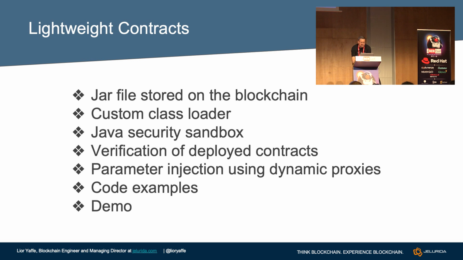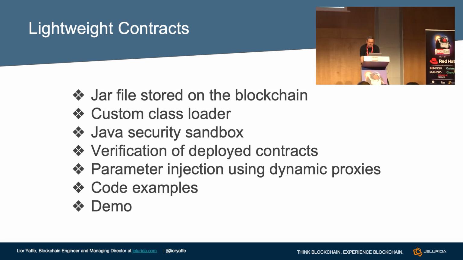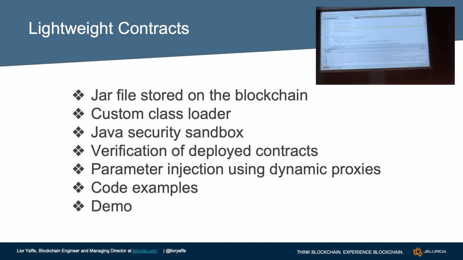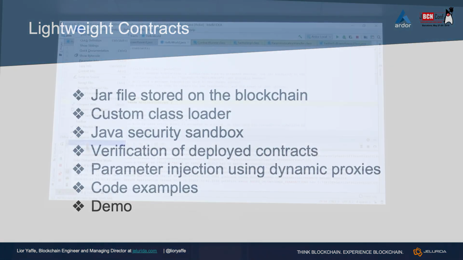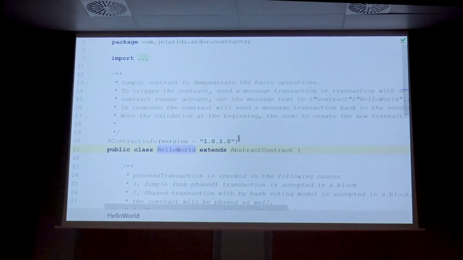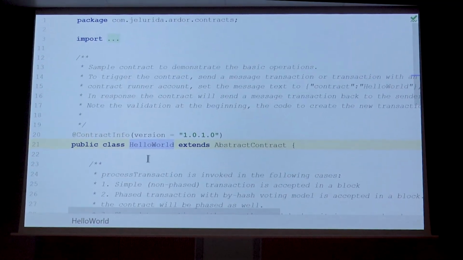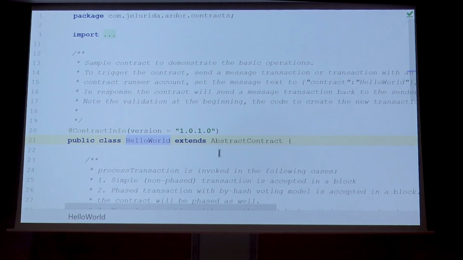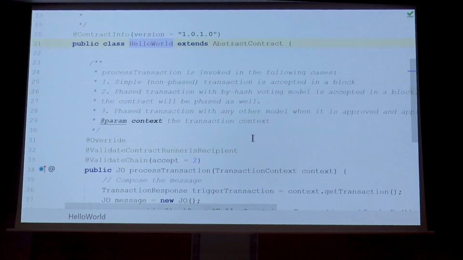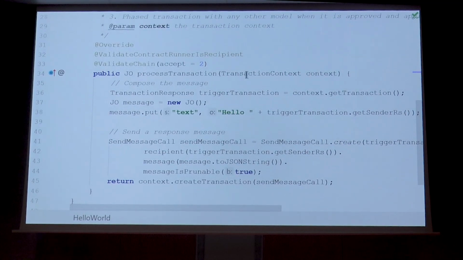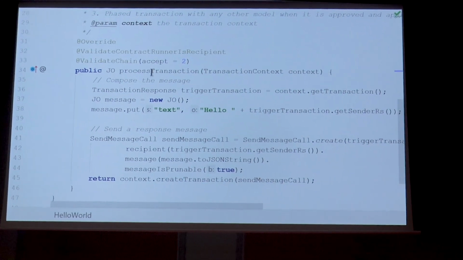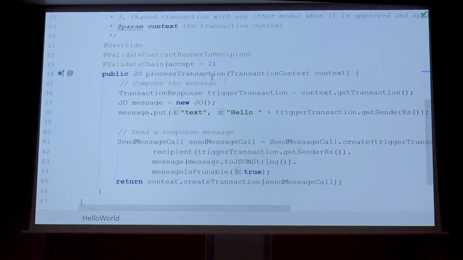Let's look at a very simple code example. As always, let's start with hello world. See, a contract is simply a Java class. It extends abstract contract. It implements some kind of callback. If you ever programmed a servlet, doGet, doPost, it's very similar. You get a callback when a transaction is processed.